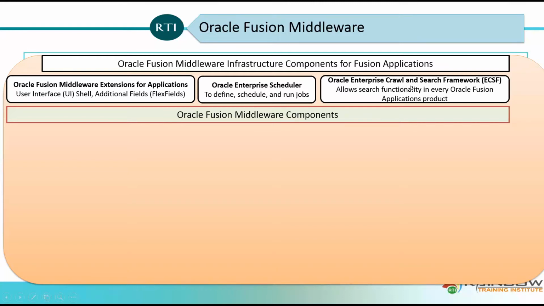And the last one is Oracle Enterprise Crawl and Search Framework. What does it do? We have many product families in the Fusion applications, right? And we have many families. As an example, let us say you wanted to terminate an employee, or you wanted to create a general ledger. Typically, you should know where to go to do that task, right? You have to go to some screen. From there, you have to go to another screen. From there, you have to do that.